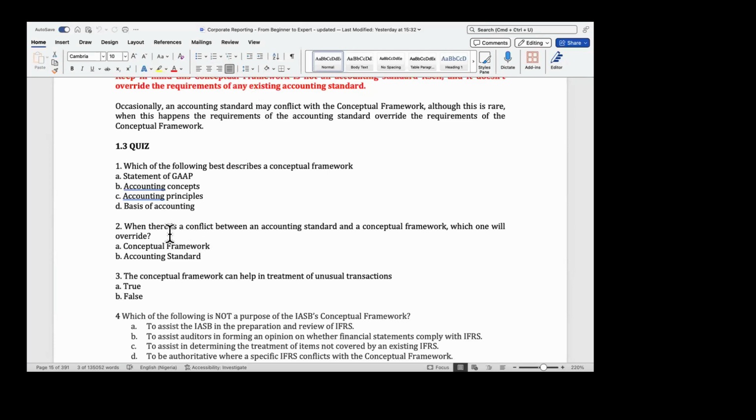Number two, when there is a conflict between an accounting standard and a conceptual framework, which one will override? Accounting standard. That's correct. Number three, the conceptual framework can help in the treatment of unusual transactions. True or false? True. That's correct. It's true.